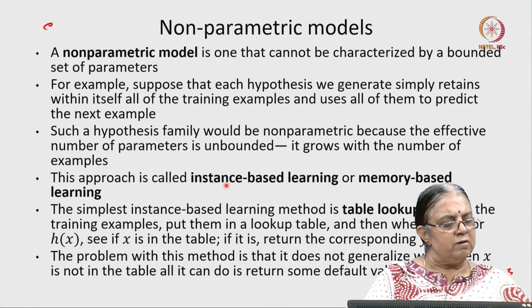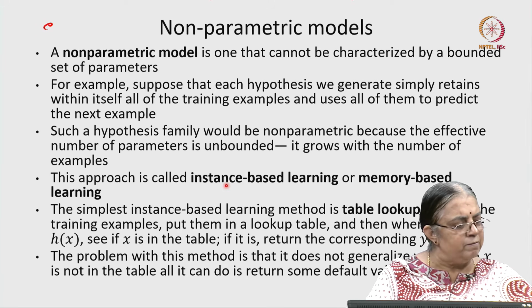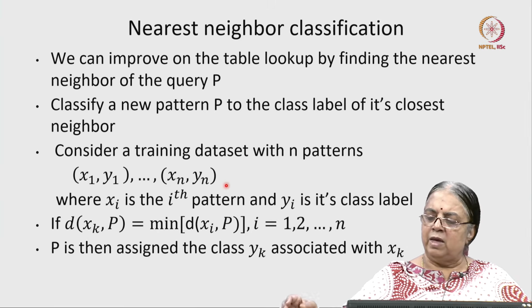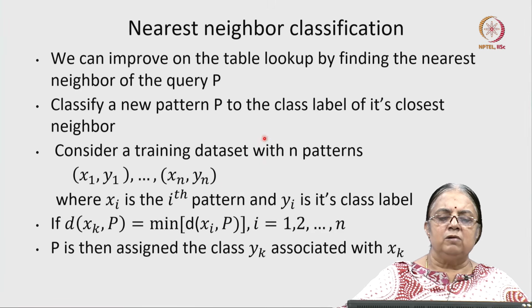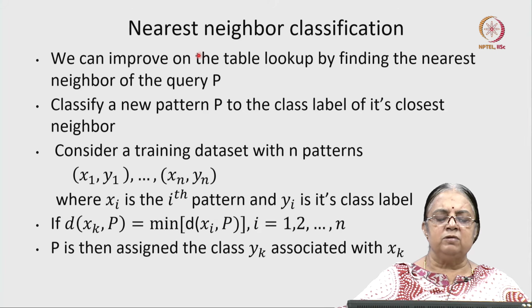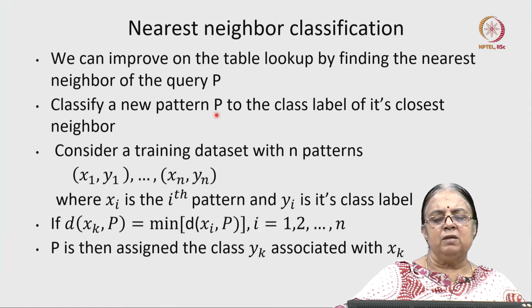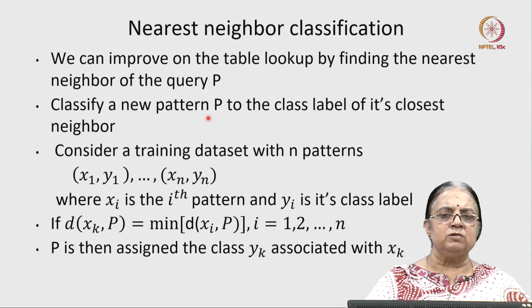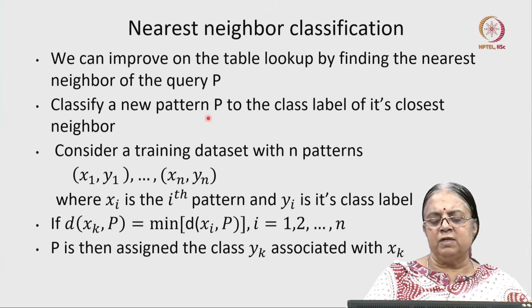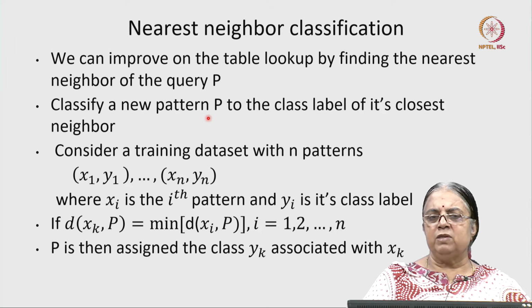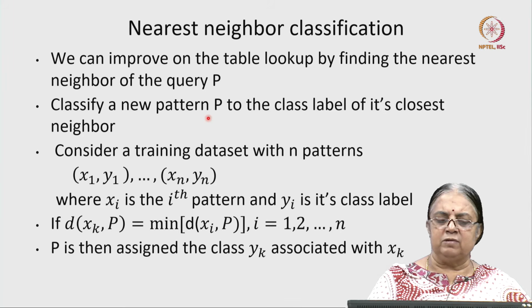To take care of this, we have the closest to that, which is the nearest neighbor classification, which is a very simple algorithm where when you are given a new pattern P, you find the neighbor which is closest to that. So, if you have a data set, the pattern which is closest to your new pattern P, the class label of that will become the class label of this new pattern.